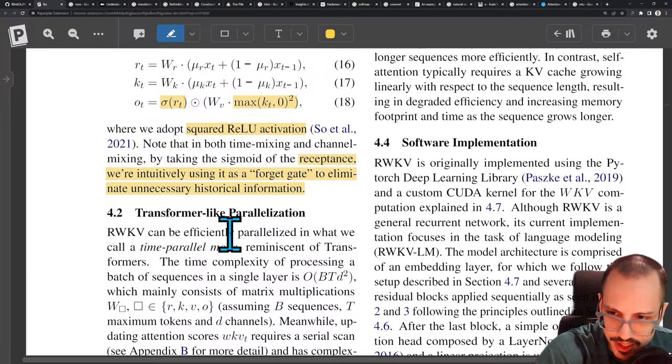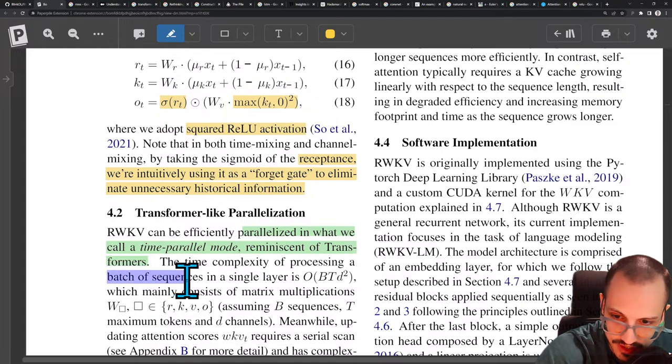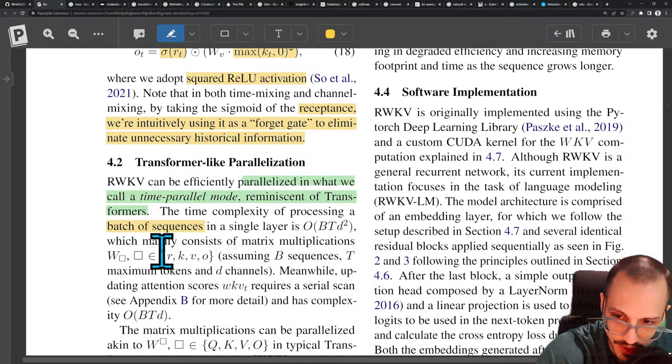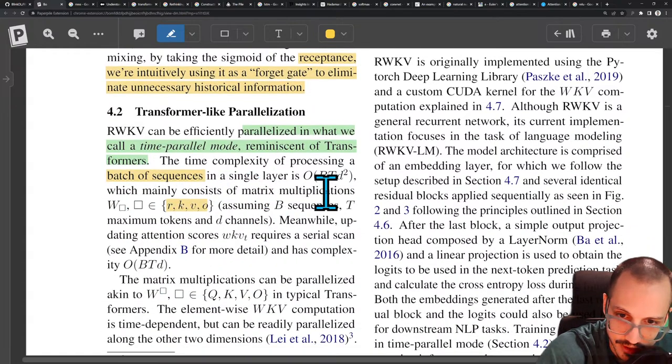Let's see, transformer-like parallelization. RWKV can be efficiently parallelized in what we call a time parallel mode, reminiscent of transformers. So what they mean by this is parallel in the time dimension, which is the sequence. The time complexity of processing a batch of sequences in a single layer is big O notation BTD squared, which consists mainly of matrix multiplications between these different matrices here. So this matrix multiplication, where you're multiplying this big WR times these vectors here, that's the majority of the compute, is what they're saying here.